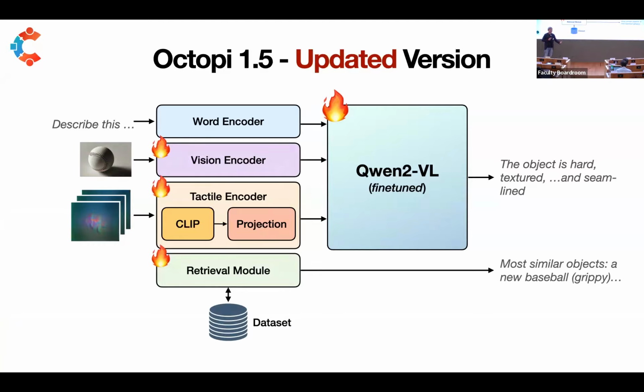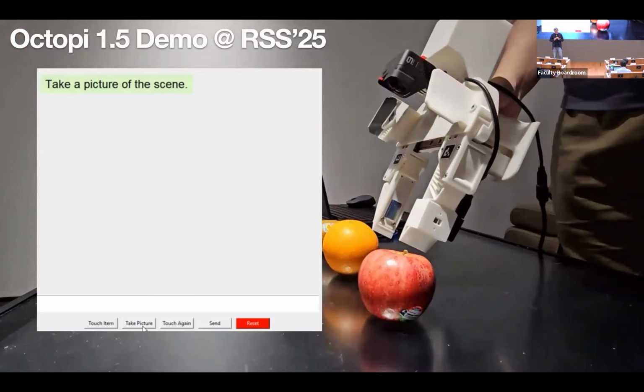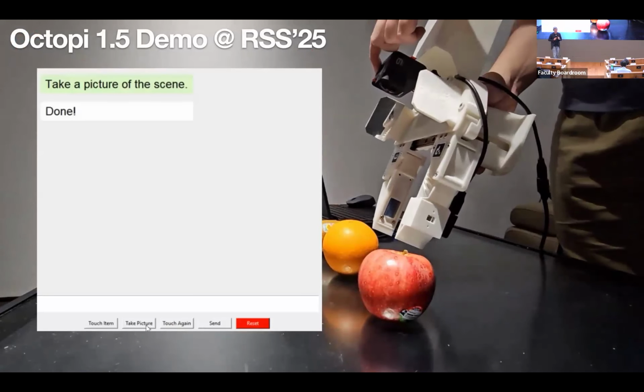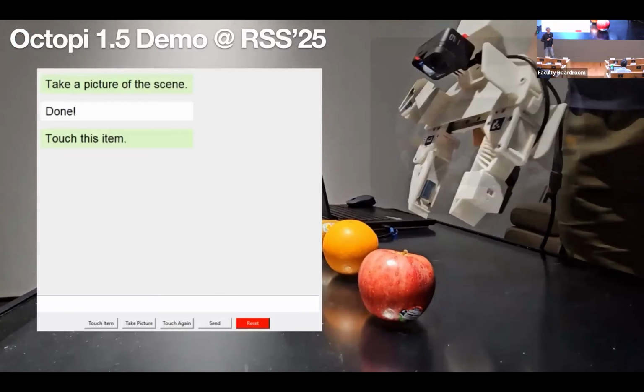So what the retrieval module would do is that whenever it encounters a particular object, it would look into its database of tactile sensations that it's seen before, objects that it's seen before, basically its training data set, and then it can pull out relevant information in order to enable it to make better classifications. And we see this in the data as well. So this is a demo of some of the things you can do. You can take a picture of the scene. In this case, it uses the camera there.